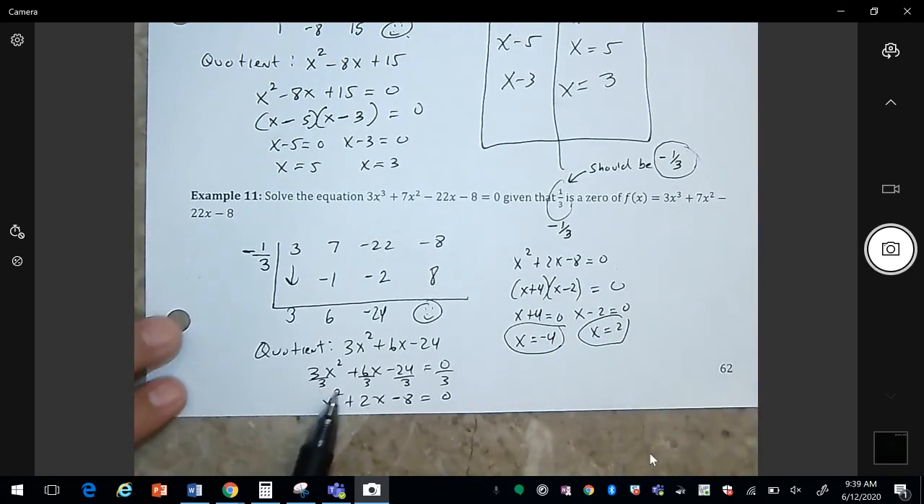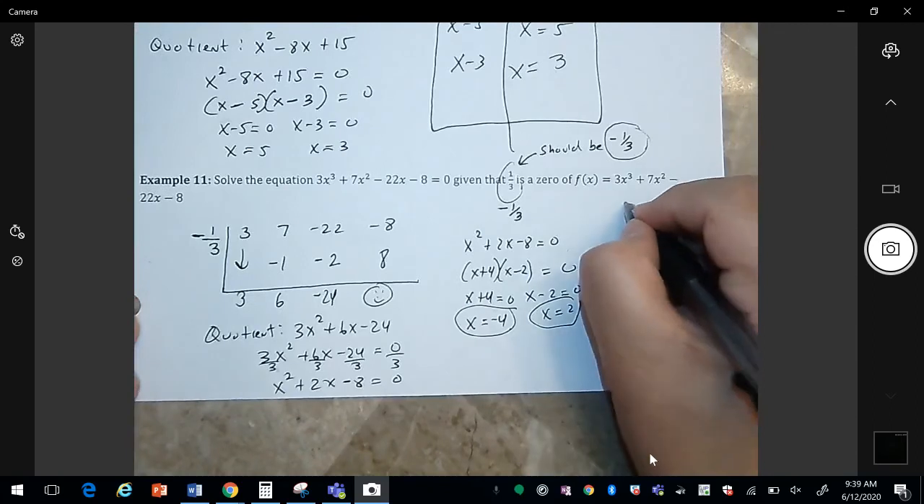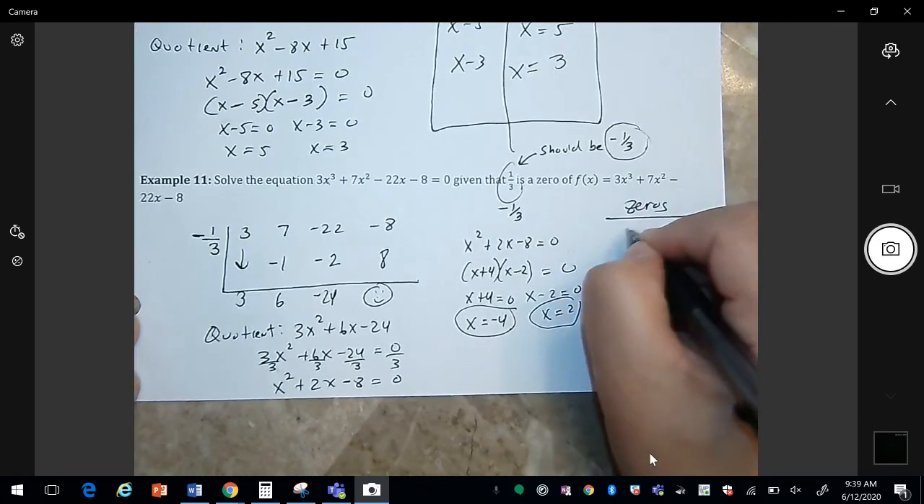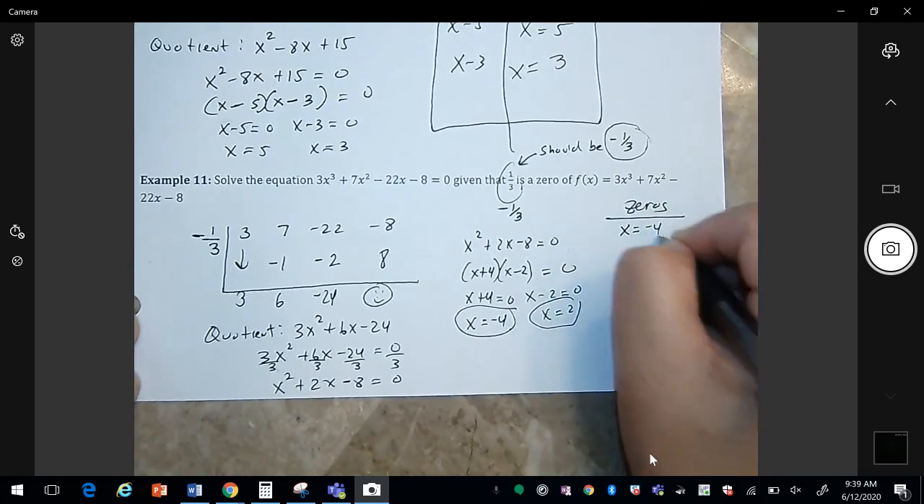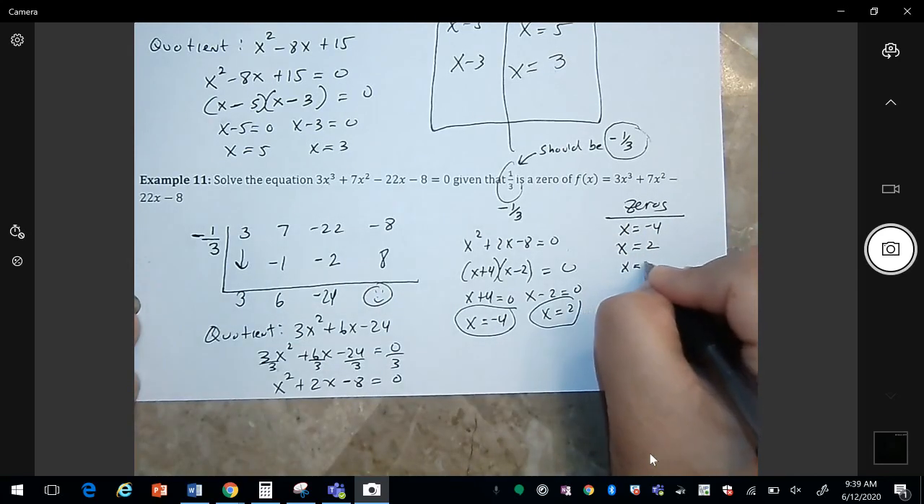Okay. So what I did here to make it easier is divide by 3, since it's a factor of everything. And then it's easier to factor. Or you can use the quadratic formula. So my zeros were x equals negative 4, x equals 2, and x equals negative a third.